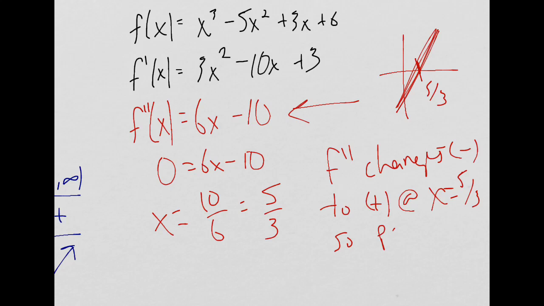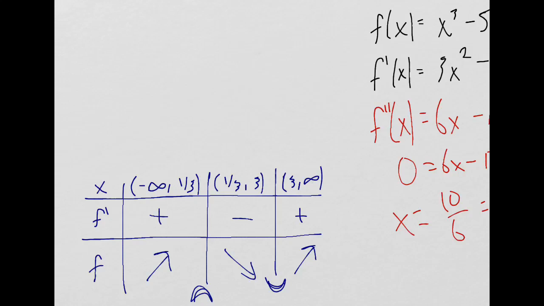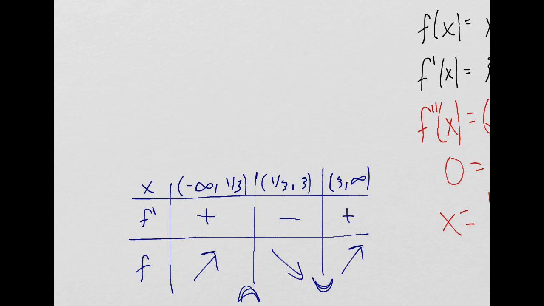So POI there. I don't have good grammar here, but I don't really care. So I've identified the point of inflection, right? And the other thing is, it doesn't say to describe the concavity, so I'm not going to bother with it. So now what I'm going to do is sketch a graph.